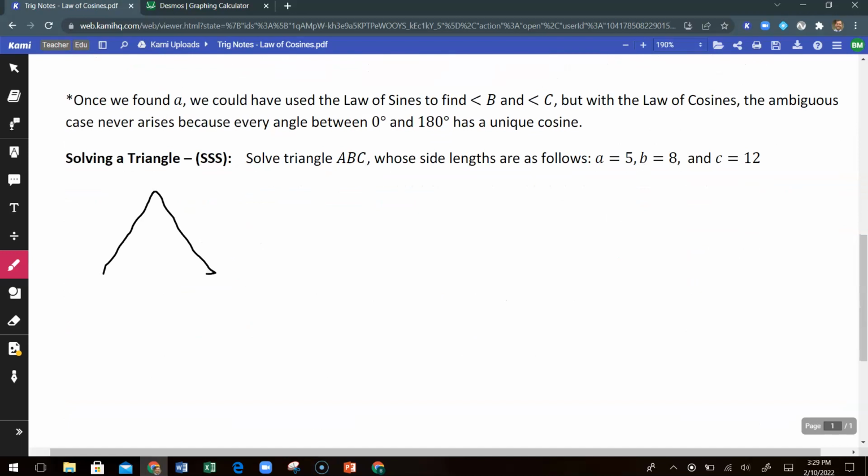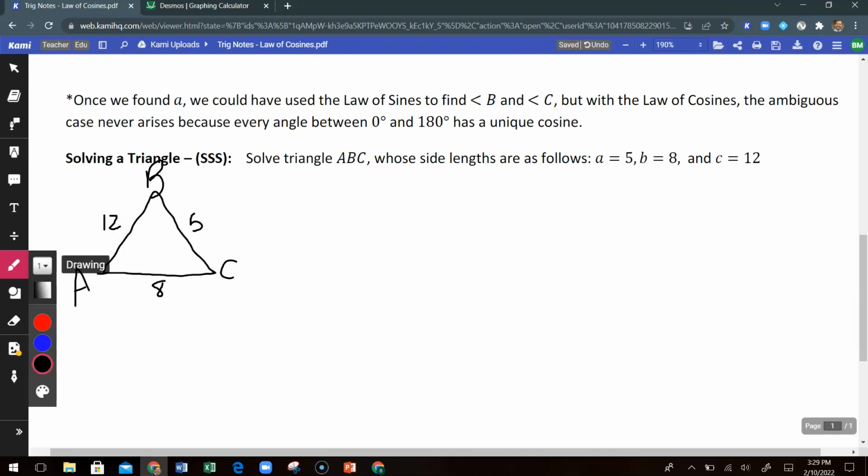Again, another triangle, not to scale at all. Angle A, angle B, angle C, and I'm just given the side lengths. Side length A is 5, side length B is 8, side length C is 12. Solve for whichever angle you want to. So let's say we want to solve for angle A.